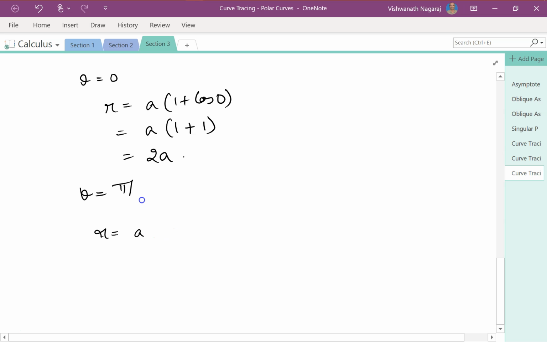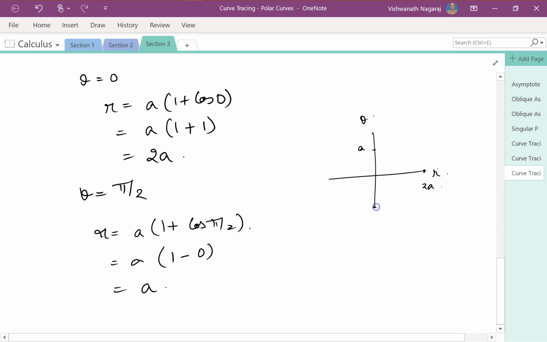When theta is equal to pi by 2, r is equal to a times 1 plus cos pi by 2, and 1 plus cos pi by 2 is 1, so r is a. So certain things that we have found: this is r, this is theta. We have found this point 2a and we have found this point a. And since this is symmetric across the x-axis, on this side also a. So we have got 3 points.